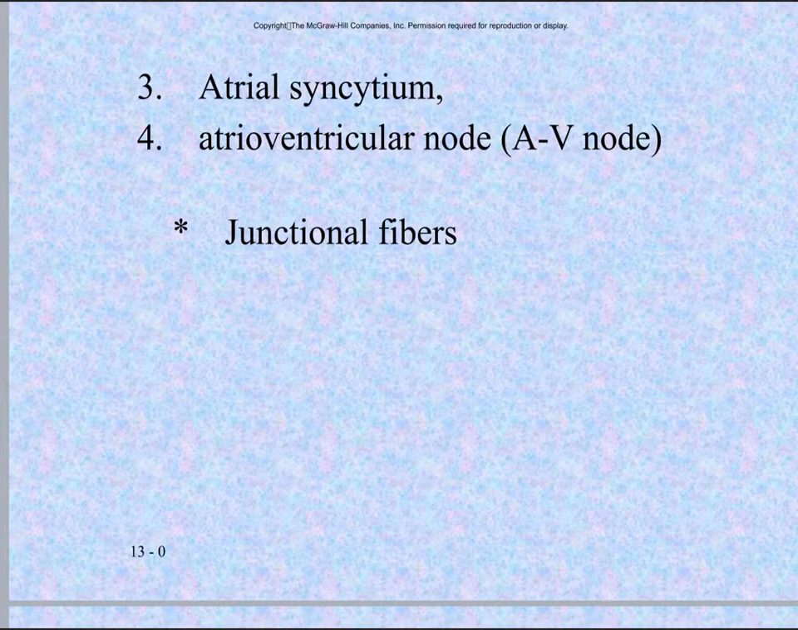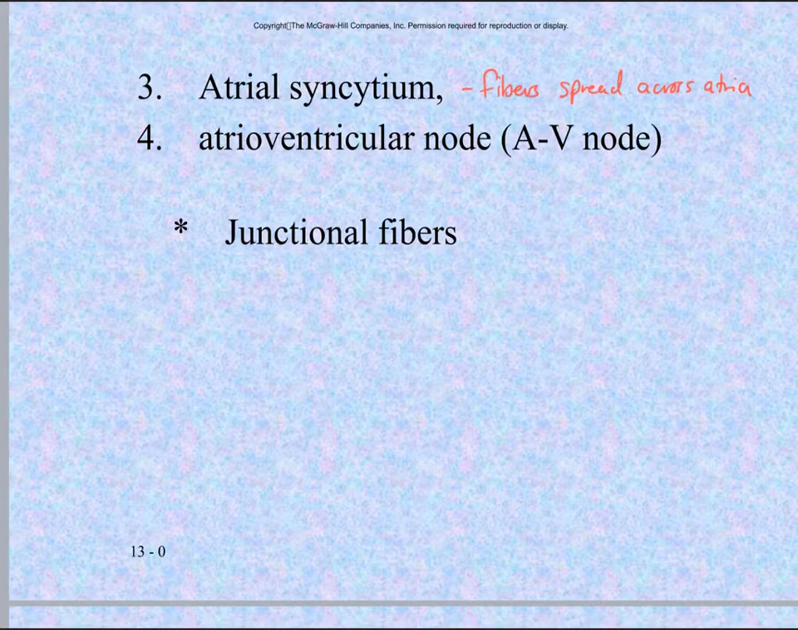We will show you in a moment some of these other structures. After the SA node, the next piece of tissue that would come into place is called the atrial syncytium. These are a series of fibers that spread across the atria and provide a unified mechanism to contract the atria. It's very important that the atria contract first in unison, followed by the ventricles second in unison, to effectively move blood.